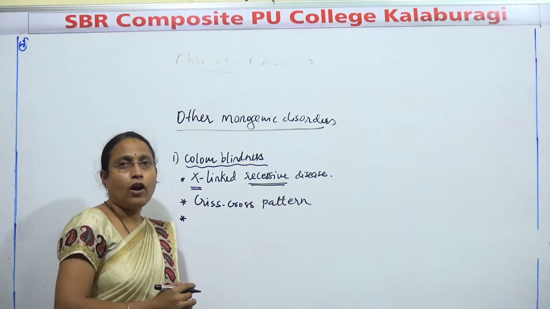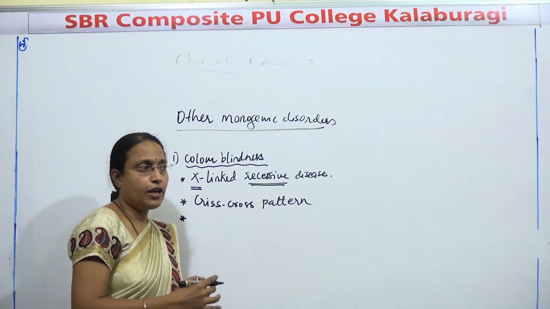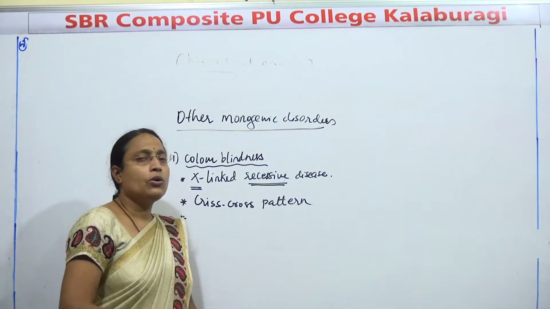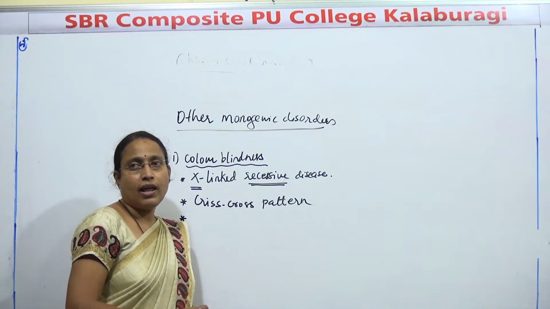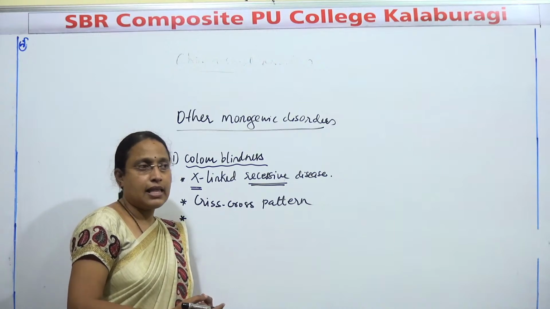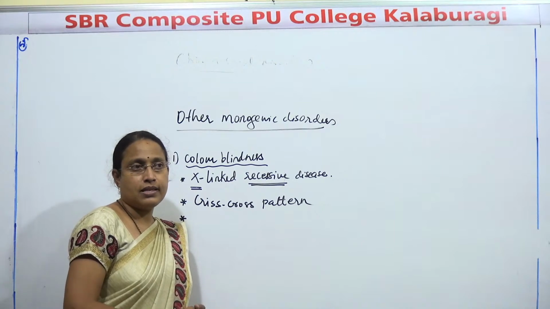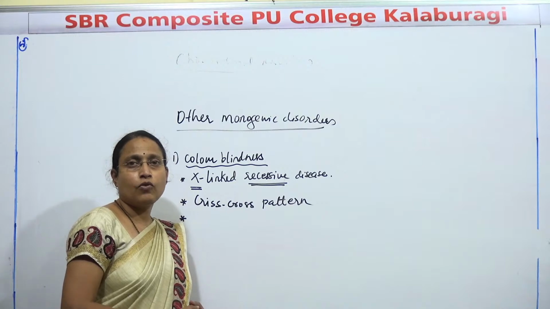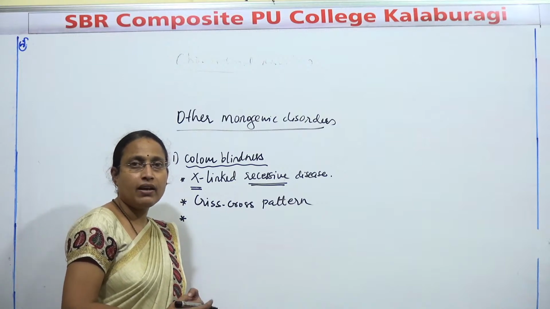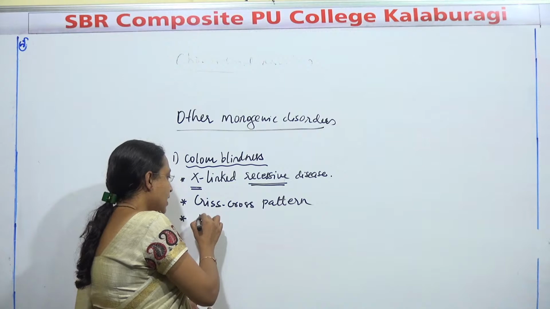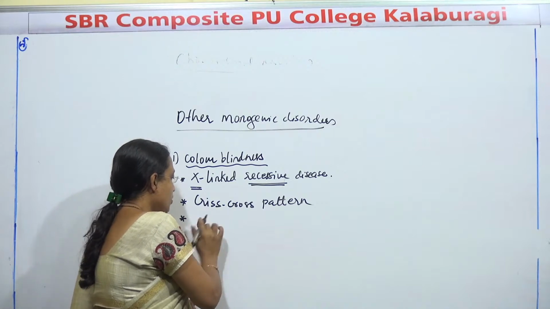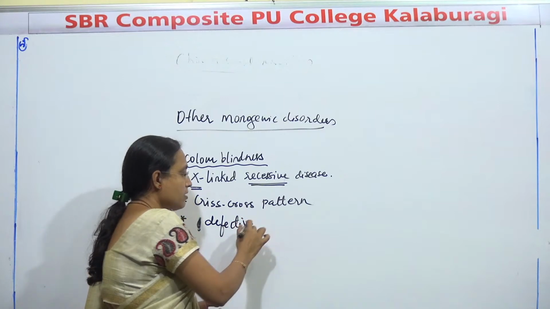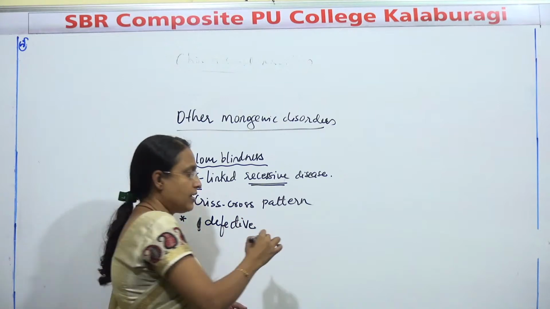Then the person cannot perceive the colors. He cannot see the colors. Why can a person not see the colors? You know that the retina has cells like rod cells and cone cells. Rod cells are for twilight vision, whereas cone cells are for daylight vision, that is photopic vision. Color blindness occurs due to defective cone cells.